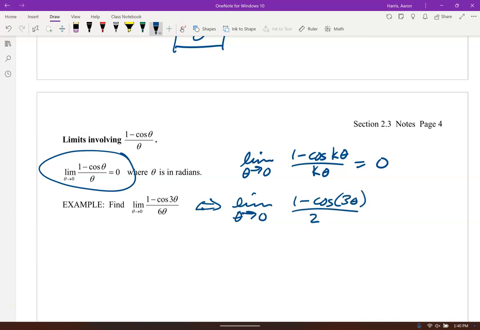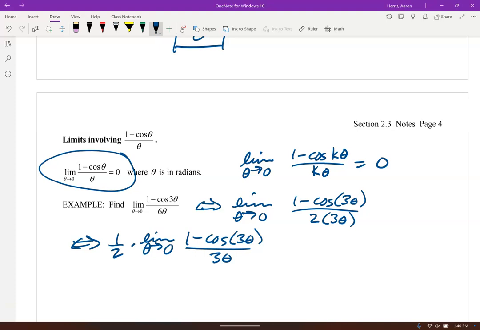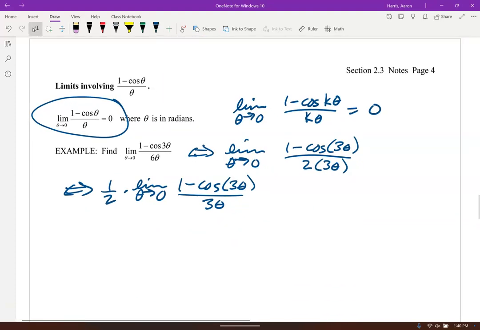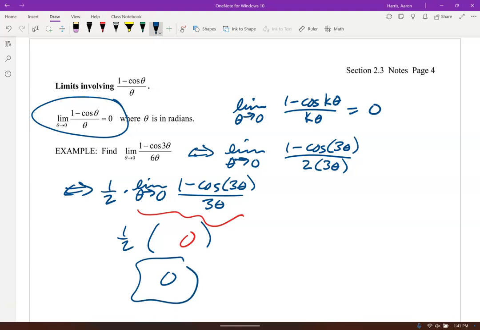I'm going to write it as 2 times 3 theta, and then I'm going to push that 2 out front. So I'll have 1/2 times limit as theta goes to 0, 1 minus cosine 3 theta all over 3 theta. And this is 0, right? So I have 1/2 times 0, which is again 0 in this case.